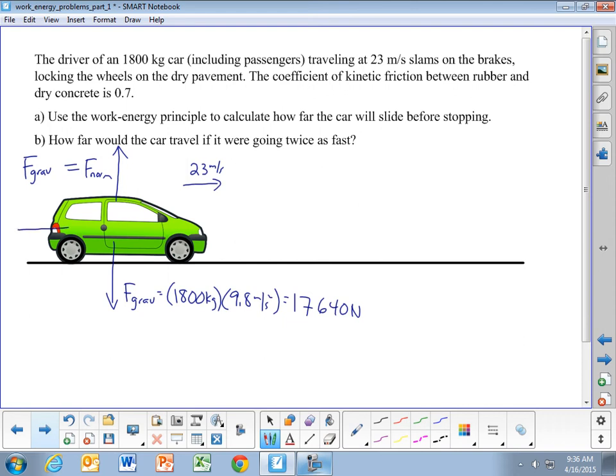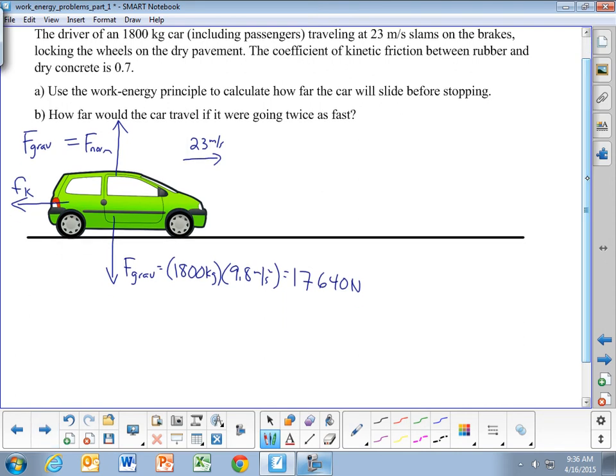Finally, we have the force of kinetic friction acting on this. The force of friction acts against its motion, so it's moving to the right. The force of friction is acting to the left. Again, there's no forward force pushing the car forward. The car is moving forward. It slams on the brakes. The wheels are locked. It's just sliding across the concrete, and so you have this force of friction, but that's it acting in the horizontal direction.